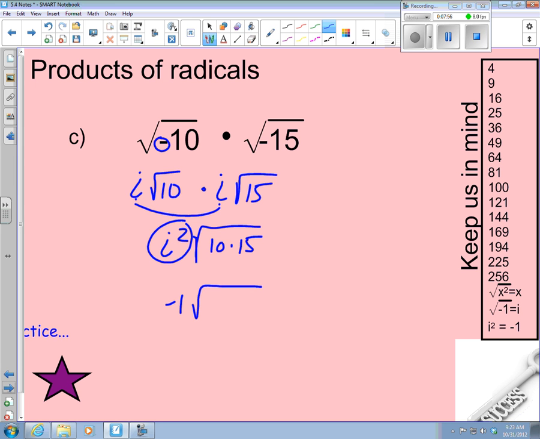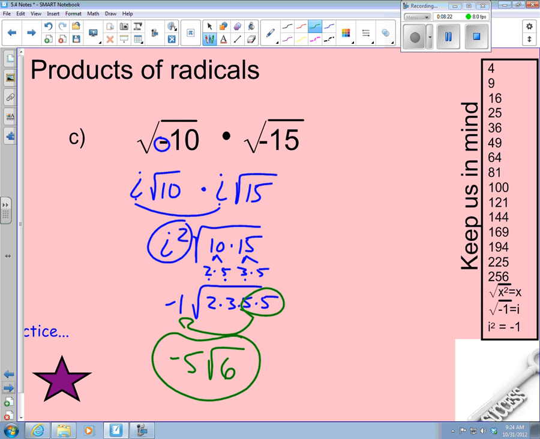Okay, I'm going to break these down. 10 is actually 2 times 5, and 15 is 3 times 5. So I'm going to say it's 2 times 3 times 5 times 5. And what that means is I have two factors of 5. I can pull that out and put a 5 on the outside. When I pull that 5, I'm going to multiply it by the negative 1. So that's negative 5 square roots of 6. Negative 5 square roots of 6. Very good.